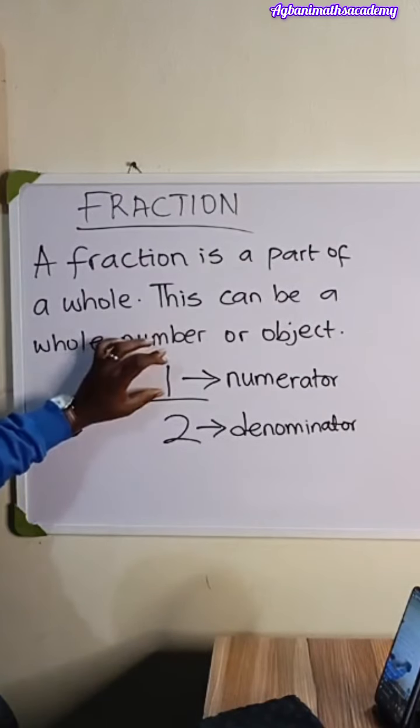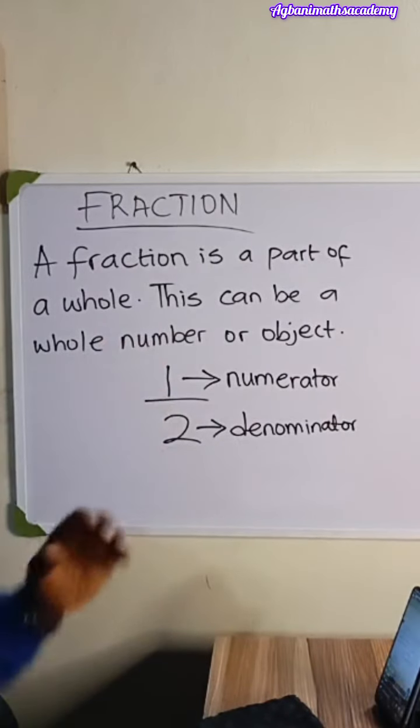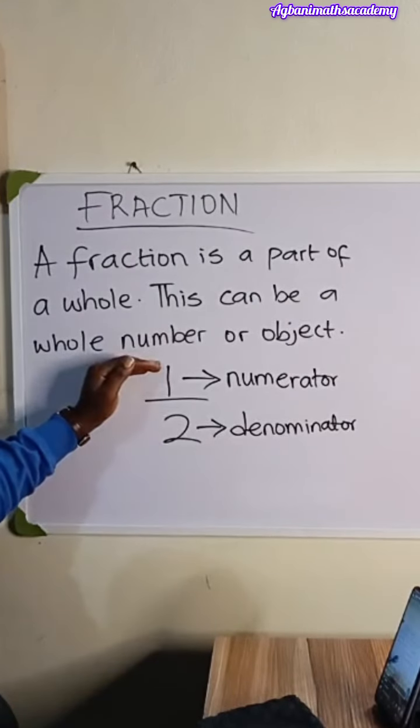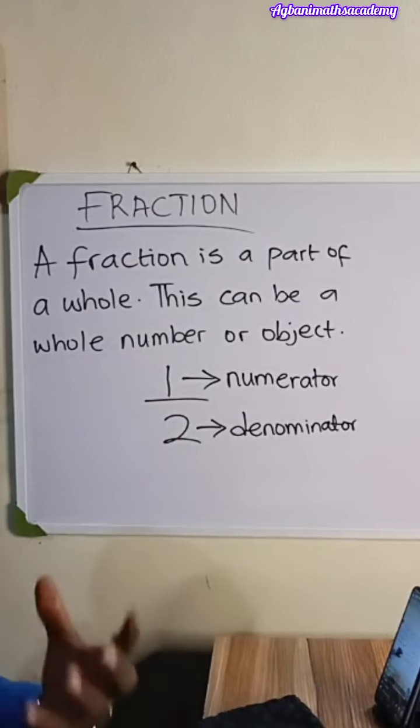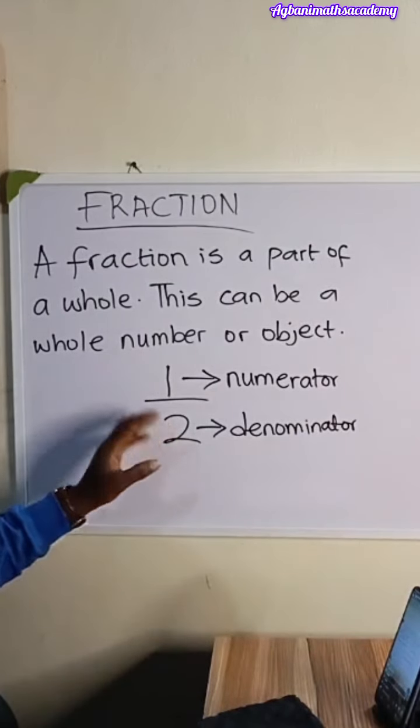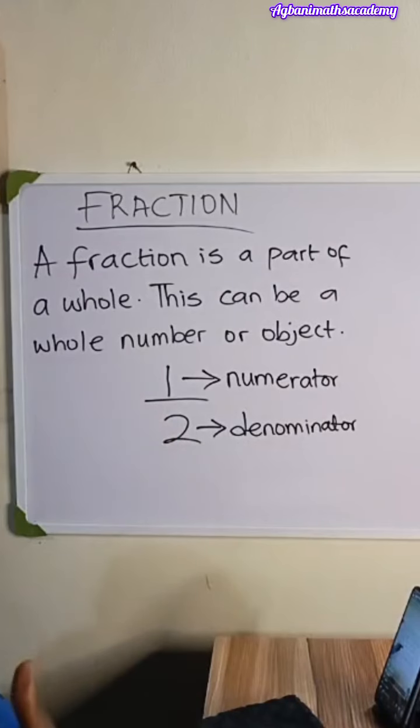When you have this number and this number, the size of these numbers determines the type of fraction you are working with. When the number at the top is bigger than the number at the bottom, it is a certain type of fraction. When the number at the top is smaller than the number at the bottom, just as you have it here, it is also a certain type of fraction. So the next thing we're going to look at is types of fractions.